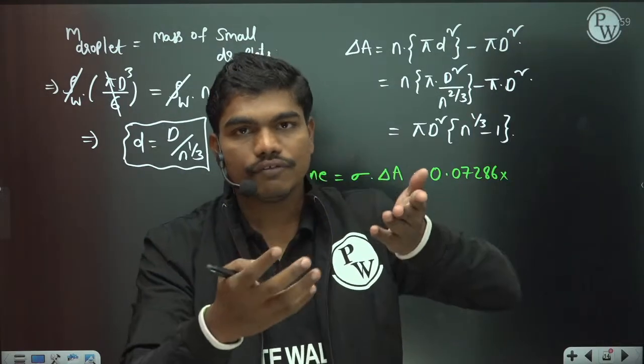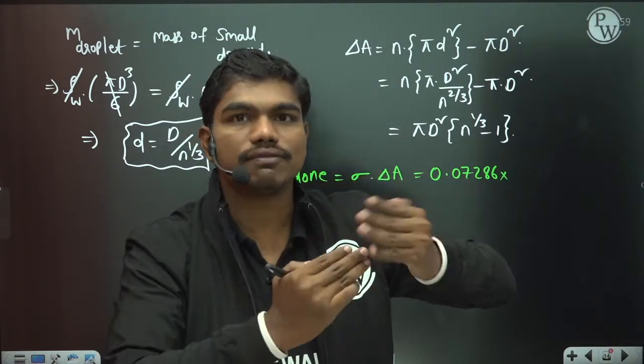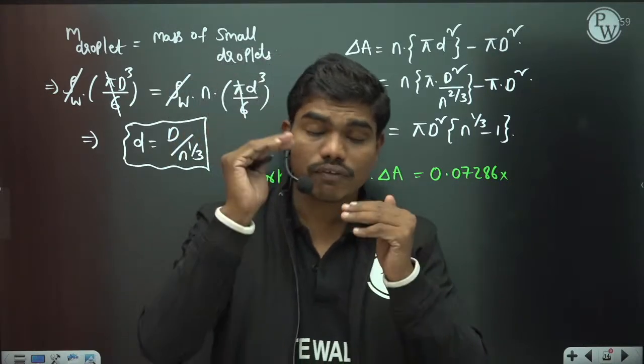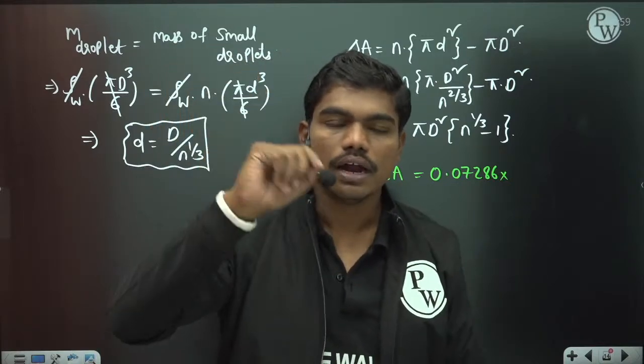The surface tension between mercury and water will be something different from mercury and some other oil, maybe instead of water. So it depends on the fluids which are meeting at the interface. Let me ask this question.